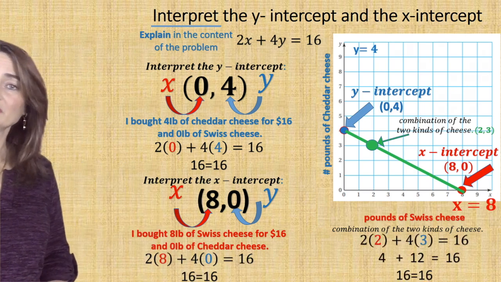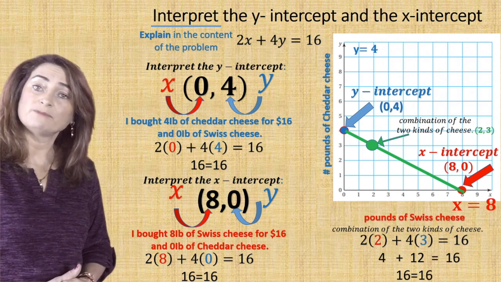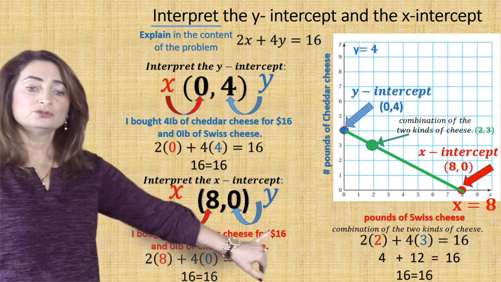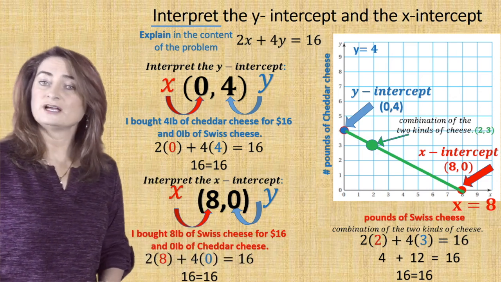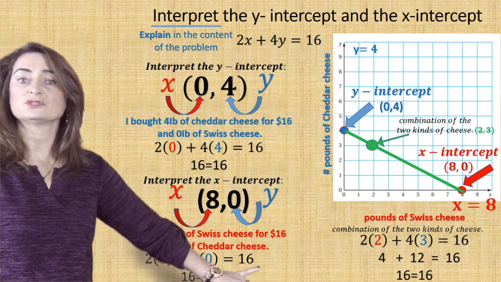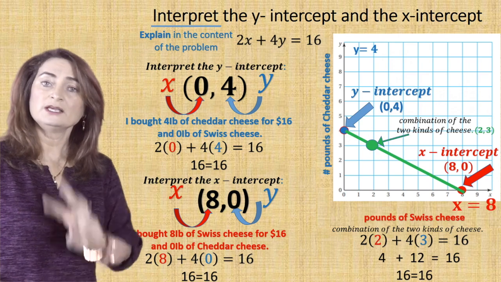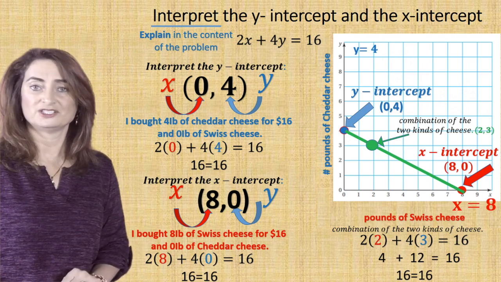Substitute those numbers in the equation. Did you spend $16 by buying those amounts of pounds of cheese? 2 times 2 is 4, 4 times 3 is 12, and 4 plus 12 is 16. So you spend $16 on 2 pounds of Swiss cheese and 3 pounds of cheddar cheese.